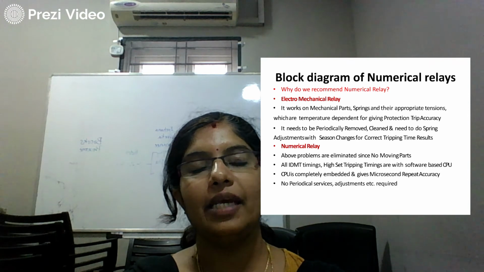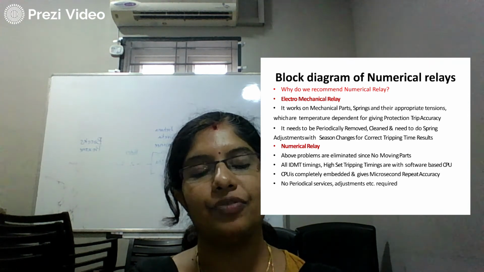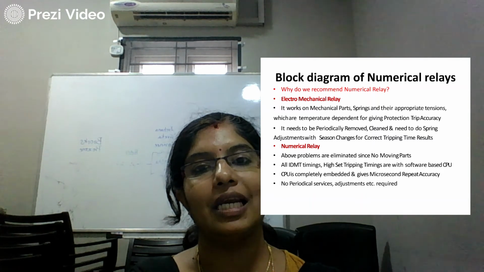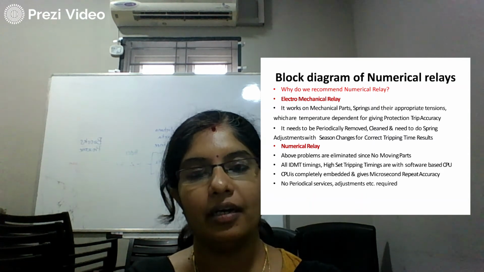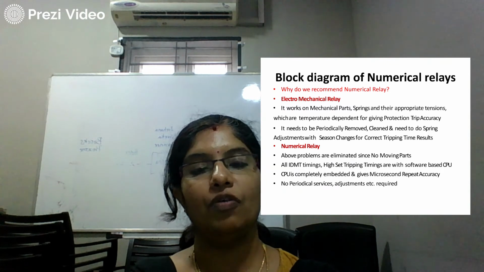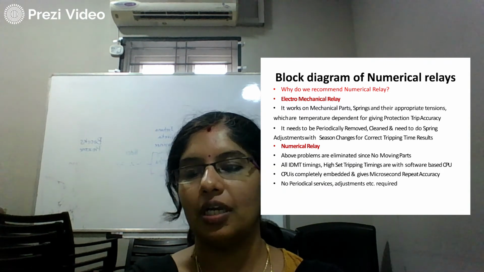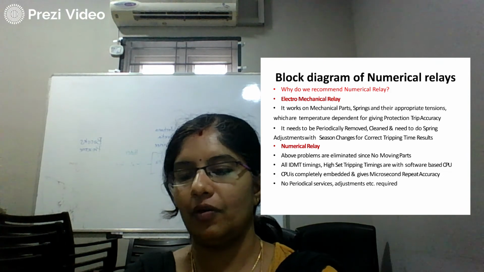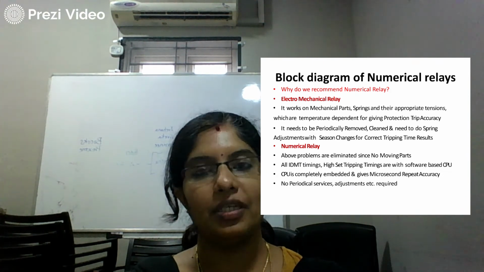So what are these IDMT timings? It is nothing but inverse definite minimum time. That is the time required for the relay to operate. Now, if the relay has to operate, first of all we need to know what is the limit of current after which the relay has to operate. So we need to know the time, right?